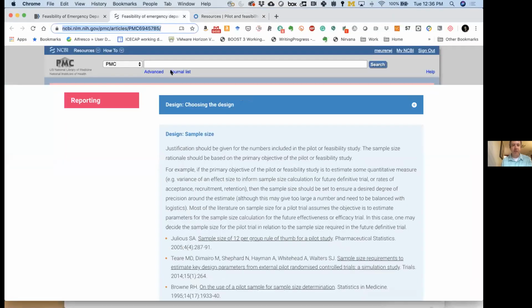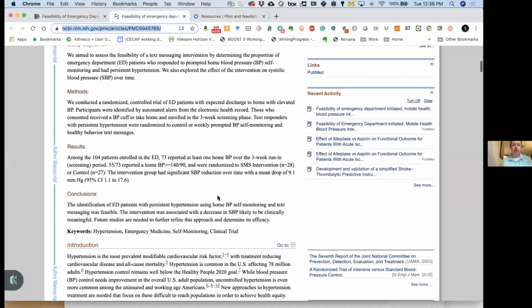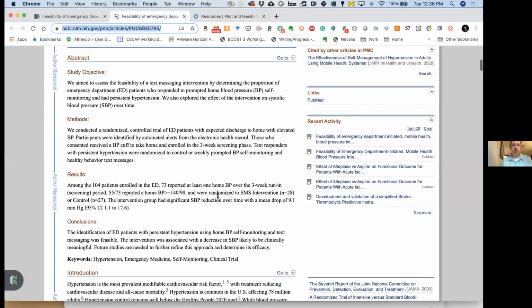So in terms of the feasibility study that I did, looking at hypertension treatment in the emergency department, in this pilot / feasibility study, we enrolled patients in the emergency department and gave them a blood pressure cuff, and then we had them take it home and text us back their blood pressures over a 3-week period. And then if they actually did that and were still hypertensive, we randomized them to an intervention, which was either to get motivational text messages or to not get motivational text messages.